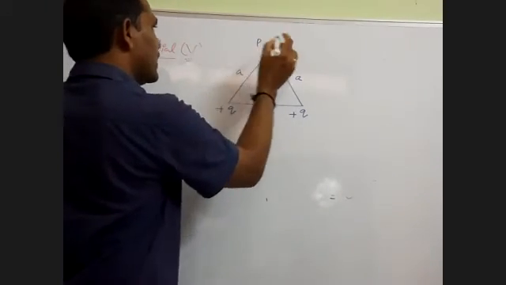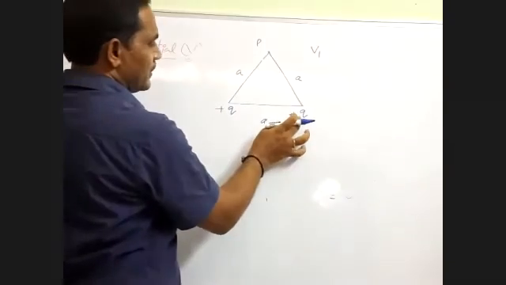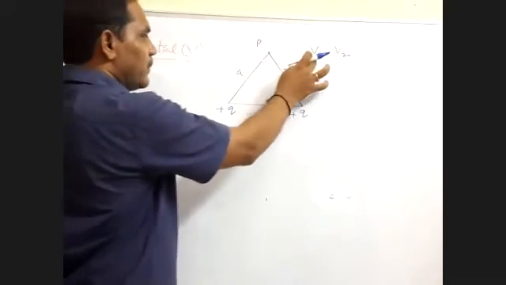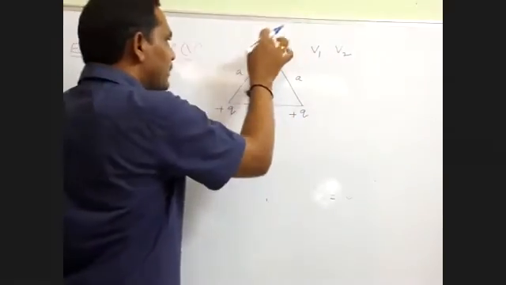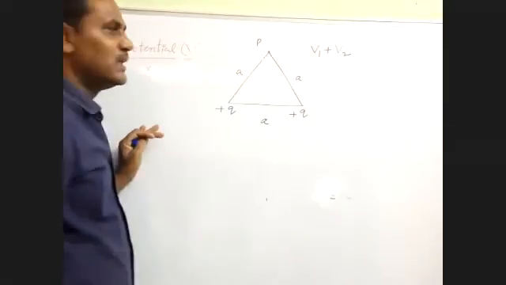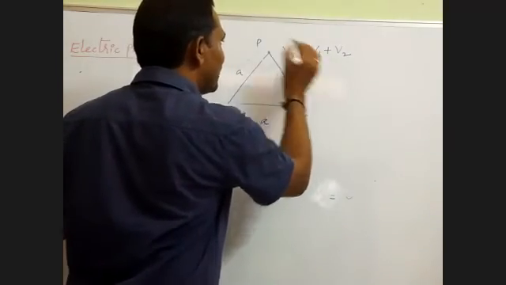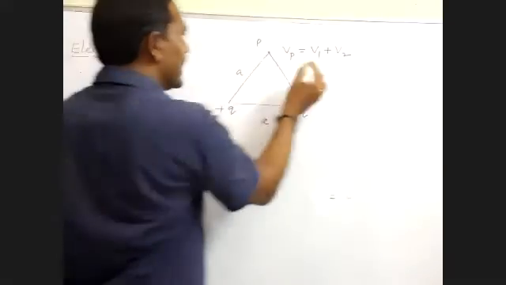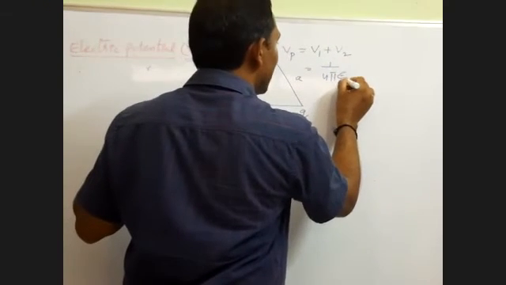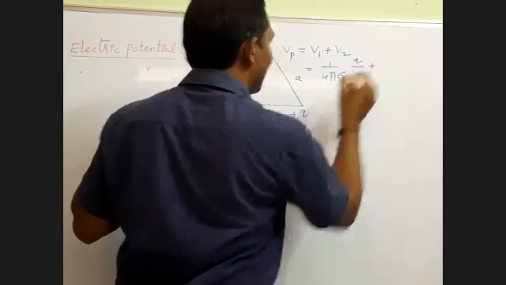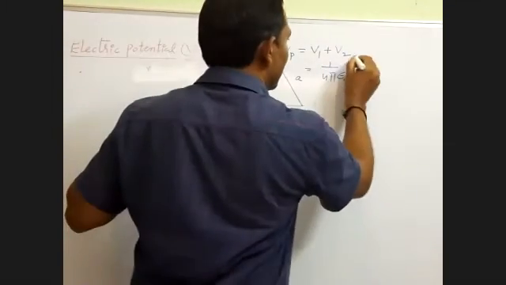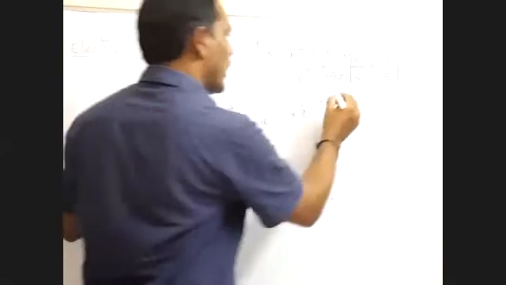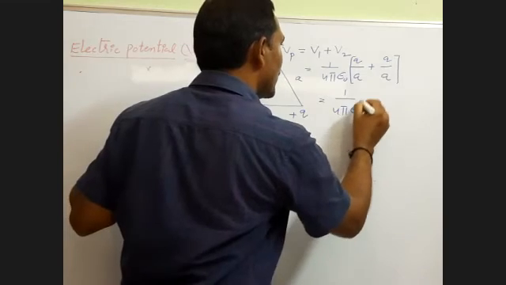Due to the plus q here, the potential is V1. Due to the charge plus q there, the potential at this point is V2. Since potential is a scalar quantity, the net potential at that point equals simply the sum of these two potentials. Therefore, the net potential at that point Vp equals V1 plus V2. V1 from the point charge q at distance a, the formula is 1 by 4 pi epsilon naught q by r. So here q by a, plus the same for the other, since it is at the same distance. 1 by 4 pi epsilon naught is common, so it equals 1 by 4 pi epsilon naught 2q by a.